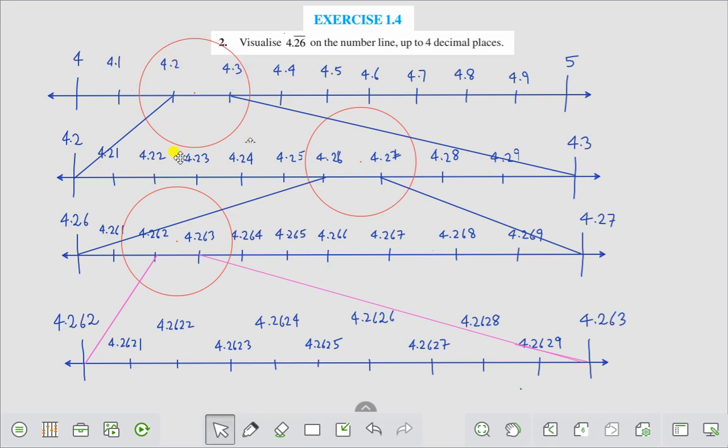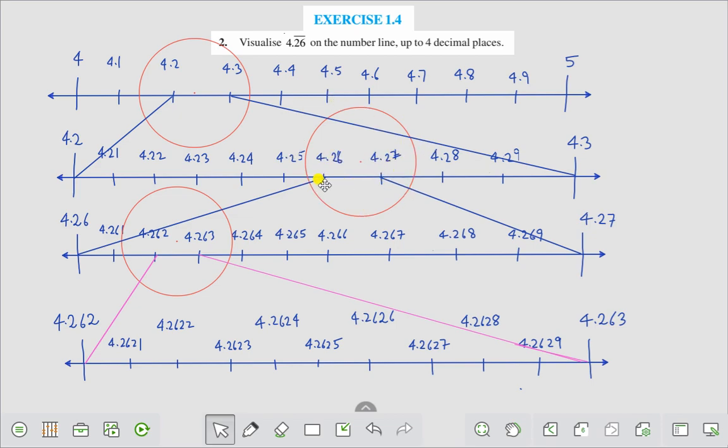If we magnify this one, this is 4.2, this is 4.3 and we divide into 10 equal parts and we are getting 4.21, 4.22, 4.23, 4.24, 4.25, 4.26, 4.27, 4.28, 4.29 and 4.3. Right? Now here you see 4.26 bar lies between 4.266 and 4.27.